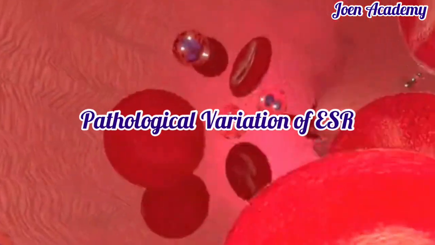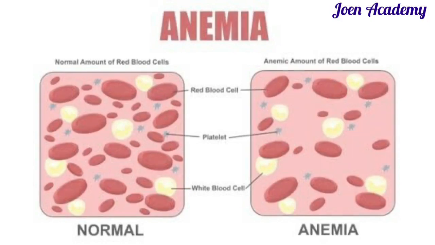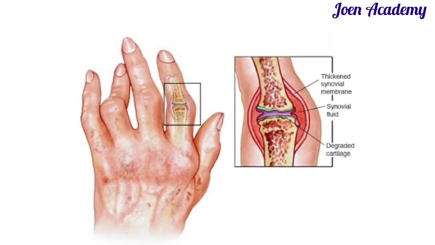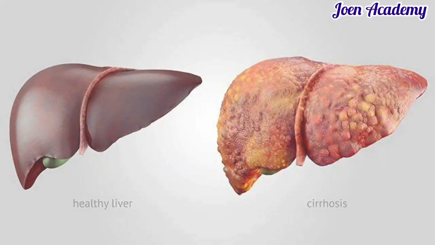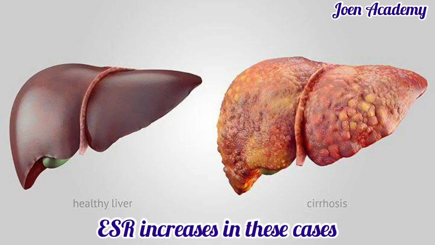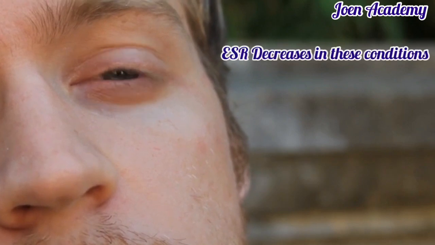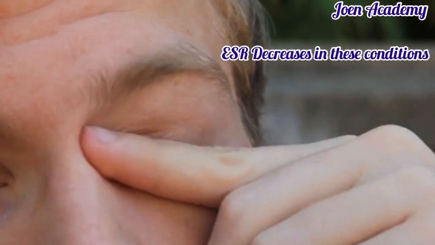Let's have a look at the pathological variation of erythrocyte sedimentation rate. In diseases like tuberculosis, all types of anemia except sickle cell anemia, malignant tumors, rheumatoid arthritis, rheumatic fever, and liver diseases, erythrocyte sedimentation rate tends to increase. Whereas in conditions like peptone shock, polycythemia, sickle cell anemia, allergic conditions, and severe leukocytosis, there is a decrease in erythrocyte sedimentation rate.